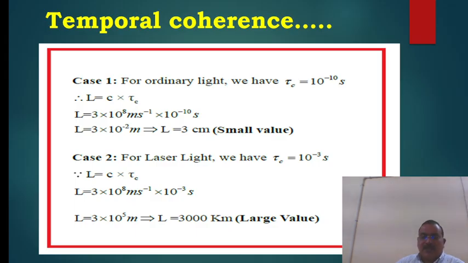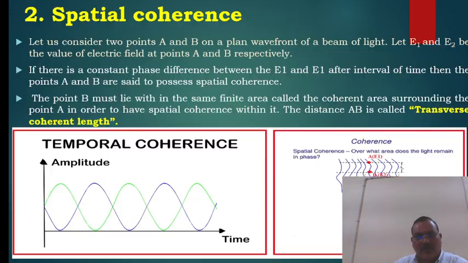This is why laser light can be used to calculate the distance between the moon and the earth. 3,84,000 kilometer is the distance between the two. So laser light can easily determine the distance between the earth and the moon, because the coherent length for laser is 3000 kilometer. Okay, so the second one is spatial coherence. Over what area does the light remain in phase? That's all.